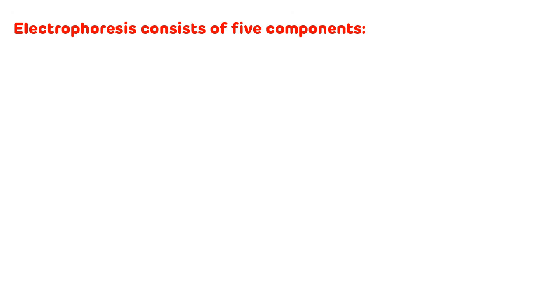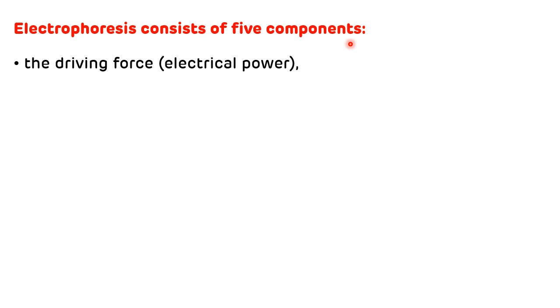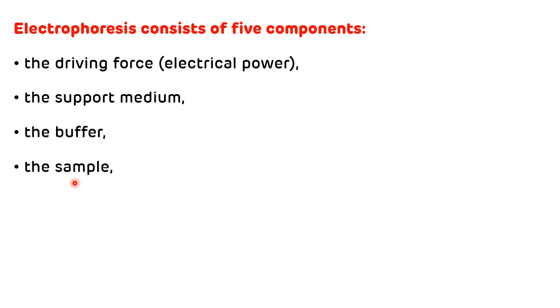Now electrophoresis consists of 5 components. First component is the driving force, that is electrical power. Second one is support medium. Third one is buffer. Fourth one is the sample. And the fifth and last one is the detecting system.